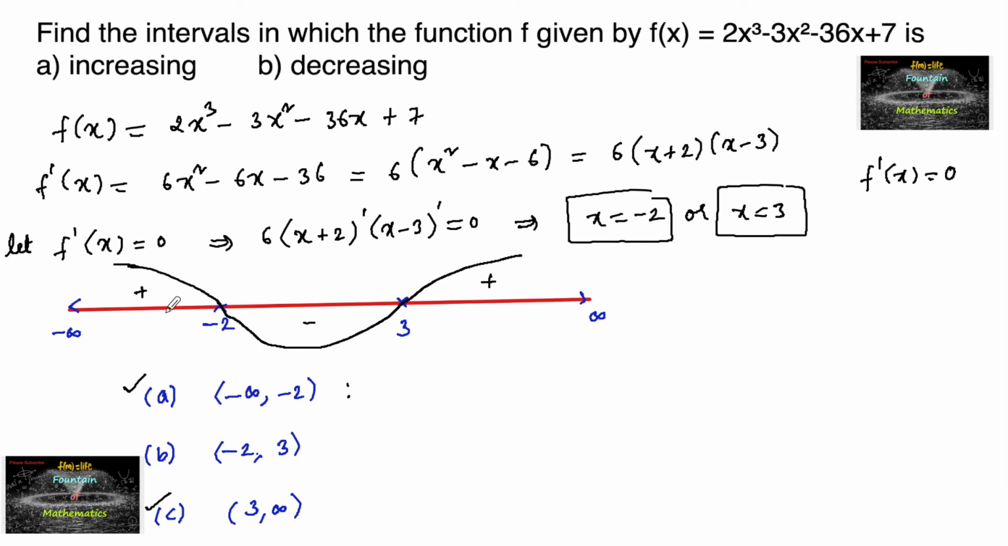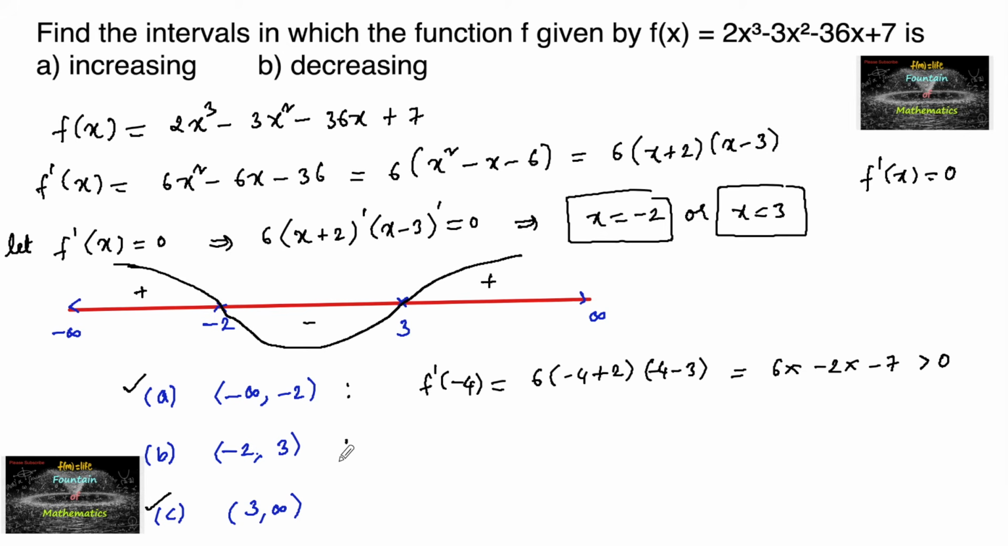Now without using the wavy curve method, let's identify in minus infinity to minus 2 by taking any one particular value. Let me take minus 4. Since f'(x) is equal to 6 times (x plus 2)(x minus 3), f'(-4) is equal to 6 times (minus 4 plus 2) times (minus 4 minus 3). So 6 is positive, minus 4 plus 2 is negative, and minus 4 minus 3 is negative 7. So this is positive.